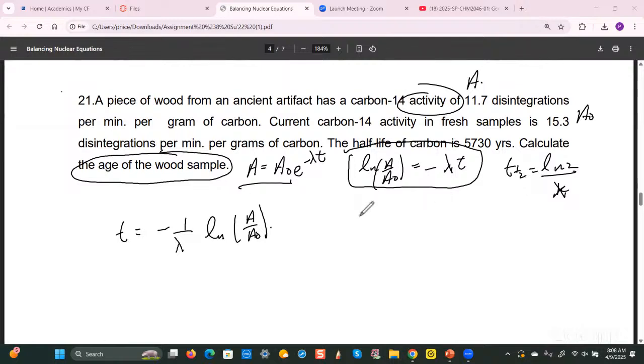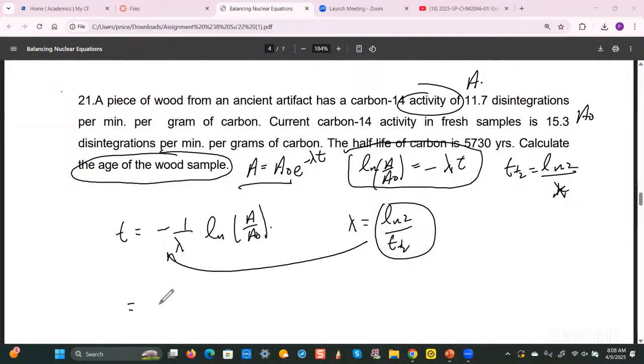So based on this equation, lambda would be equal to ln2 over the half-life, right? So wherever you have lambda, I'm going to put all of this right here. So the result would be minus 1 over ln2 over half-life, ln A over A0, and then I'll put in the numbers: minus 1 over ln2 divided by the half-life, which is 5730 years. And then I'll multiply that by ln A, which would be equal to 11.7 disintegrations per minute.